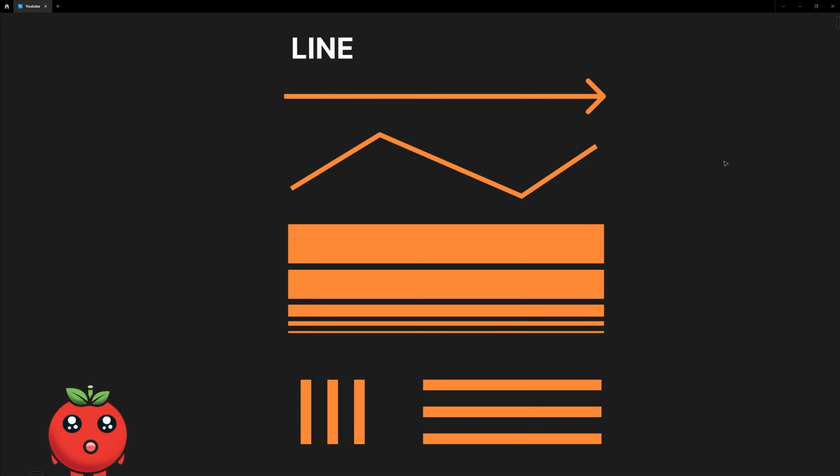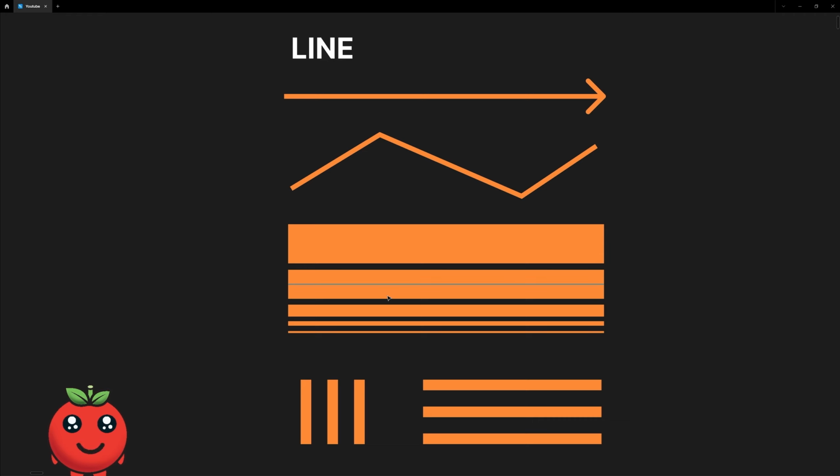Let's start with our first element, which is line. Line is the simplest yet most versatile element of design. Lines create direction, structure, emphasis. They can be thick, thin, dashed, continuous. For example, vertical lines convey strength and stability, while horizontal lines feel calm and relaxed. Designers use lines to guide the viewer's eyes, create patterns, or even communicate emotions.